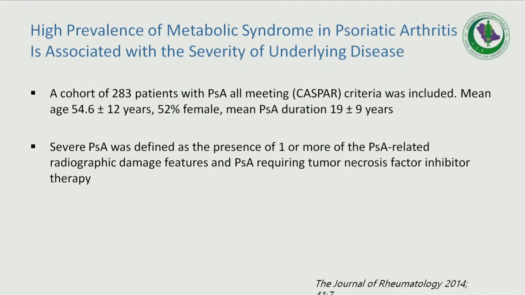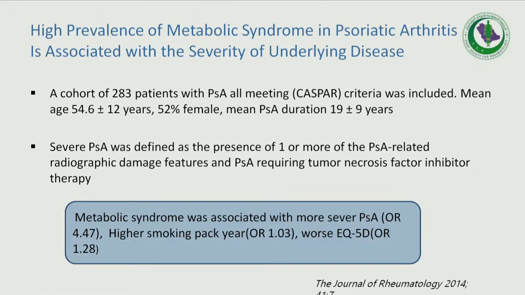So a second important question: is metabolic syndrome associated with more severe disease? This has also been looked at in one of the studies that included 283 patients, and they defined severe disease as any radiological damage or requiring anti-TNF therapy. They found that metabolic syndrome was associated with more severe PsA disease, higher smoking pack-years, and worse patient-reported quality of life.